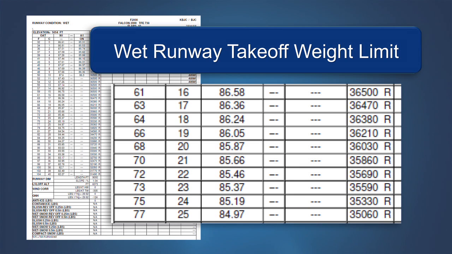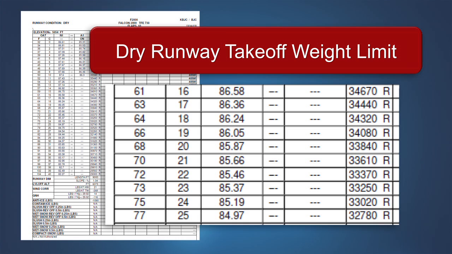A check of a takeoff analysis for one particular business jet type finds that the takeoff weight limit on a wet runway at 20 degrees Celsius appears to be 36,030 pounds. On a dry runway for this same airplane type, the maximum takeoff weight is 33,840 pounds, or almost 2,200 pounds lighter than the apparent weight limit previously calculated on a wet runway.